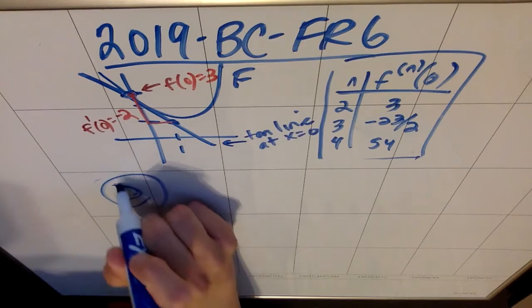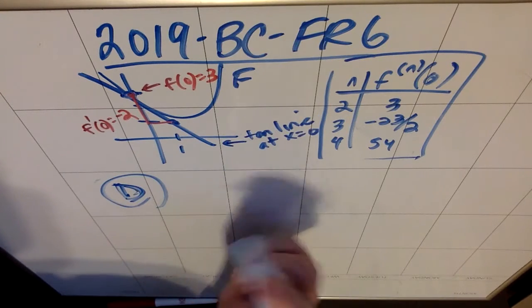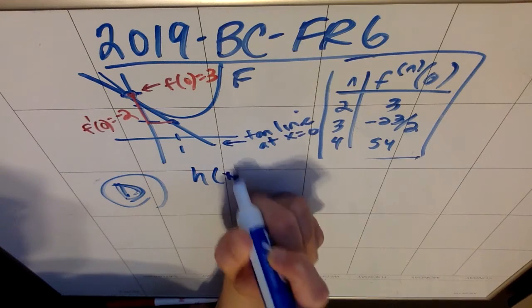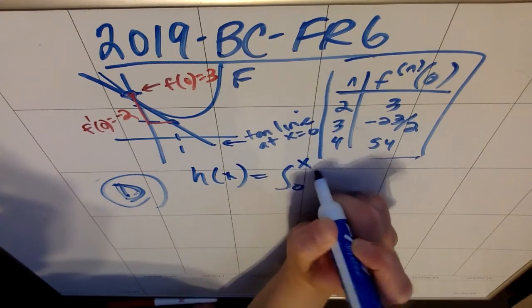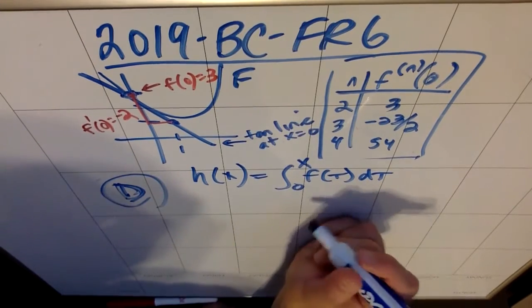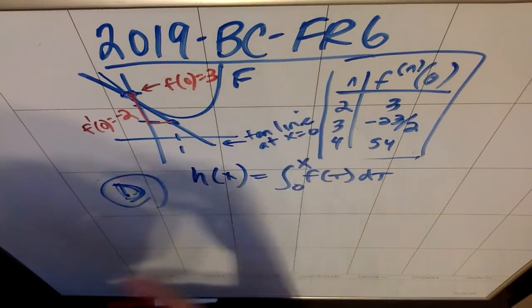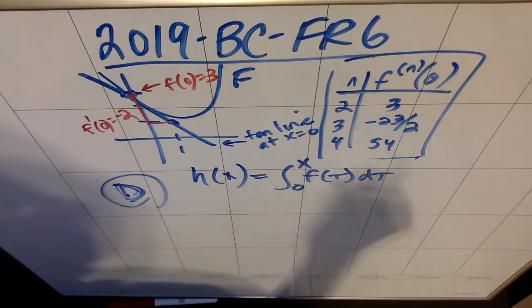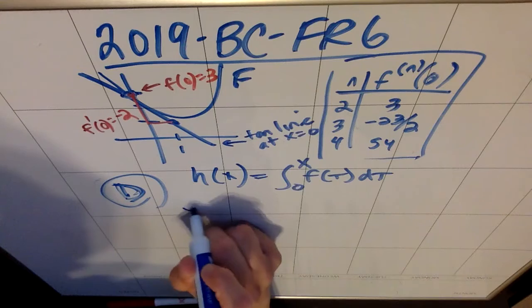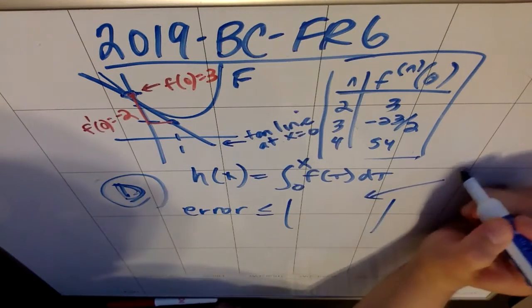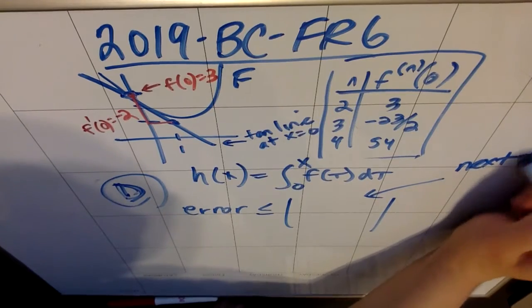All right, so part D wants the error when we approximate h, right? So the trick is that if you look at h, h of x is the integral from 0 to x of f of t dt, right? So essentially, the h function is going to use the integral of the f function. So when you want the error for h of 1, the error should be less than or equal to whatever the next non-zero term is, right?